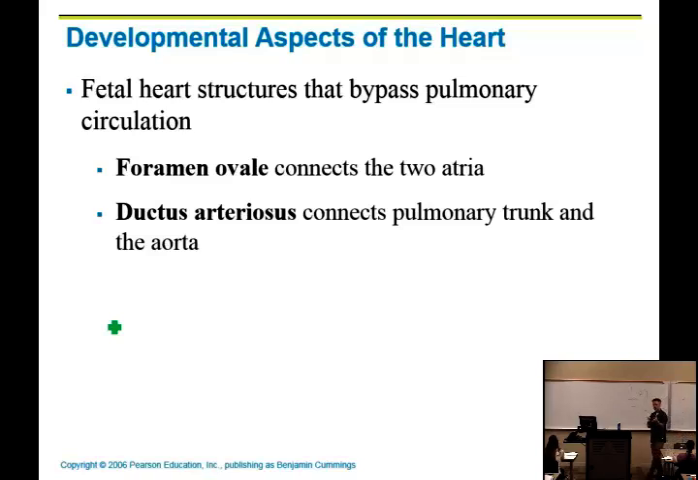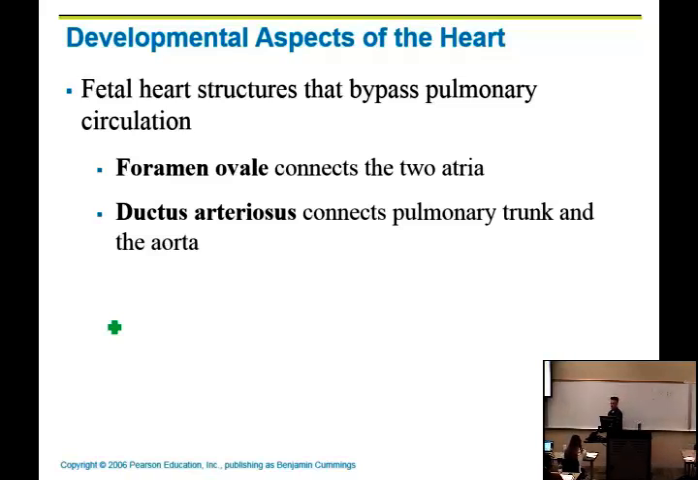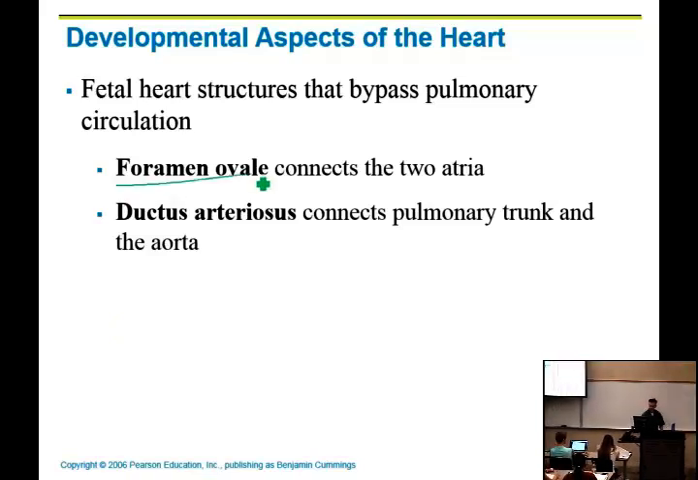So with the placenta, that's where gas exchange occurs. That's where nutrient and waste exchange occurs. And so it's a little bit different in terms of our heart structure as well as our vascular structure. So we know we have 2 differences in the heart, the foramen ovale and the ductus arteriosus. So the foramen ovale, foramen means what? Oval. And it's an oval shape.